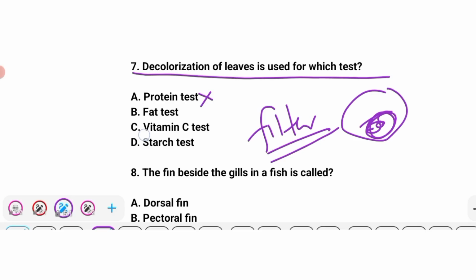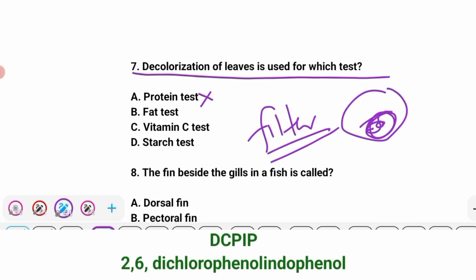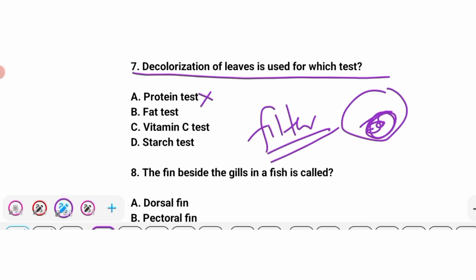For vitamin C test, you use what is called DCPIP. It's an organic compound. DCPIP stands for 2,6-dichlorophenolindophenol. That solution, that titrant, will turn colorless, showing you that there is presence of vitamin C. So it does not involve the decoloration of leaves.